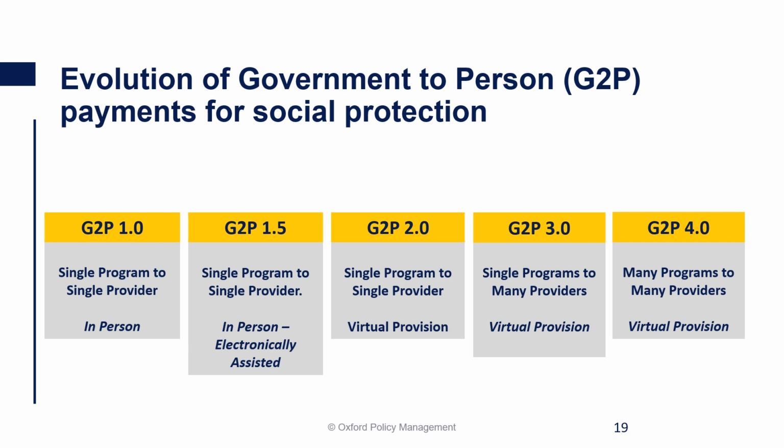The last model is G2P 4, which refers to the digitization of payments, enabling multiple programs to link to multiple providers through an interoperability approach. Many programs under one platform can connect to the provider of choice. Beneficiaries can choose a provider for each program, and transfers are virtual, deposited into a bank account or a mobile money account. The objective is to provide beneficiaries with the option to collect their payments anywhere at any time.